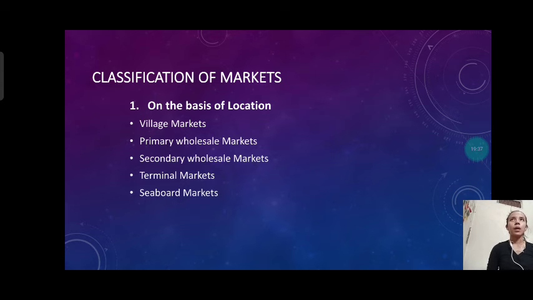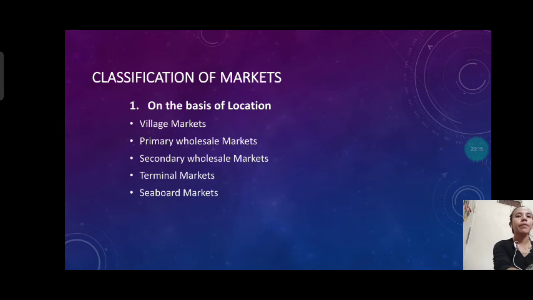Terminal markets. It is one where the produce is either finally disposed of to the consumers or the processors or assembled for export. The seaboard market. Markets which are located near the seashore and are meant mainly for the import and or export of goods are known as seaboard markets.